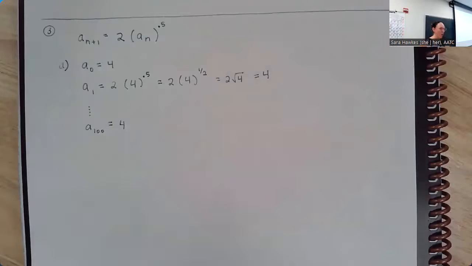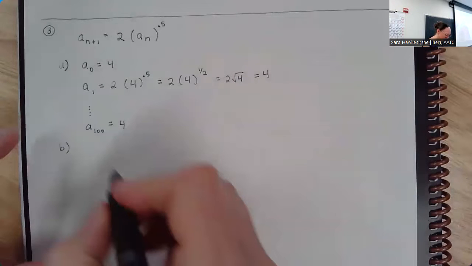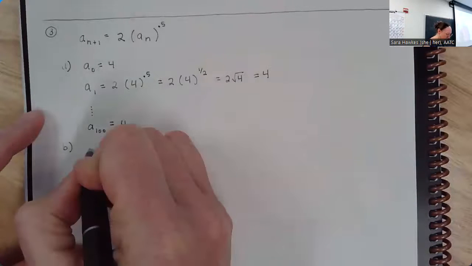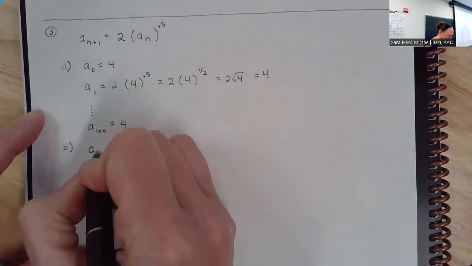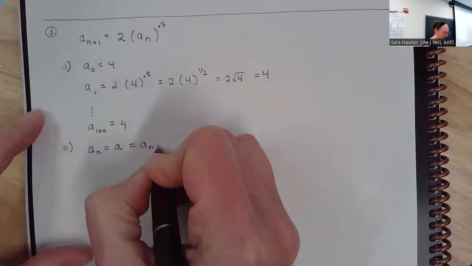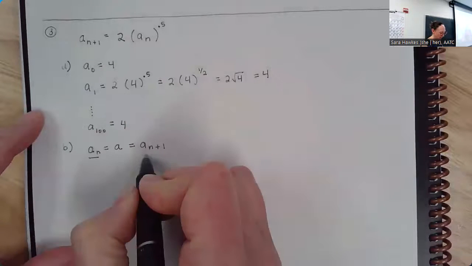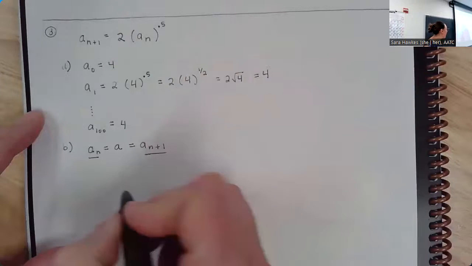B asked us to find all of the fixed points. And again, the book uses fixed points, equilibria, and steady states. And so different instructors, you may have heard different terms. But to find all of the fixed points, that means that to be a fixed point or to be at equilibrium, if that's where I am right now, I'm going to remain at the same value for the next iteration. So I replace both A sub n and A sub n plus 1 with A, and then do algebra.